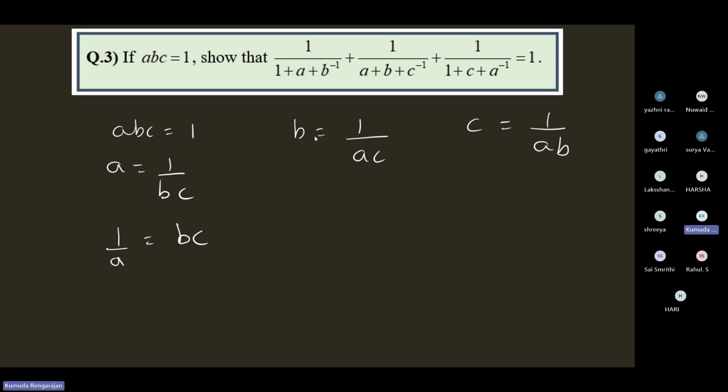If B is 1 by AC, what is 1 by B? AC. Very good. Taking reciprocals on both the sides. If C is 1 by AB, what is 1 by C? AB. Very good.